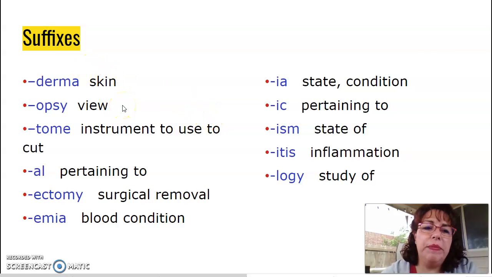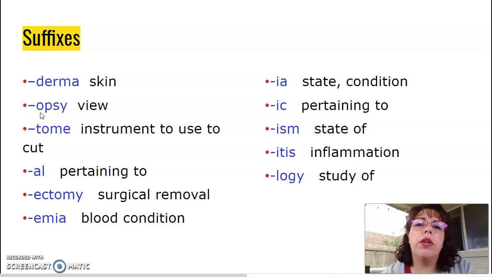Suffixes for Chapter 3. Derma is skin. Note that derma can be a suffix at the end of the word or a combining form. Opsy, we have seen, is to view, so biopsy. Bi does not mean two in this word, because there's bio, B-I, and then the O, but there's also an O in opsy, so biopsy.